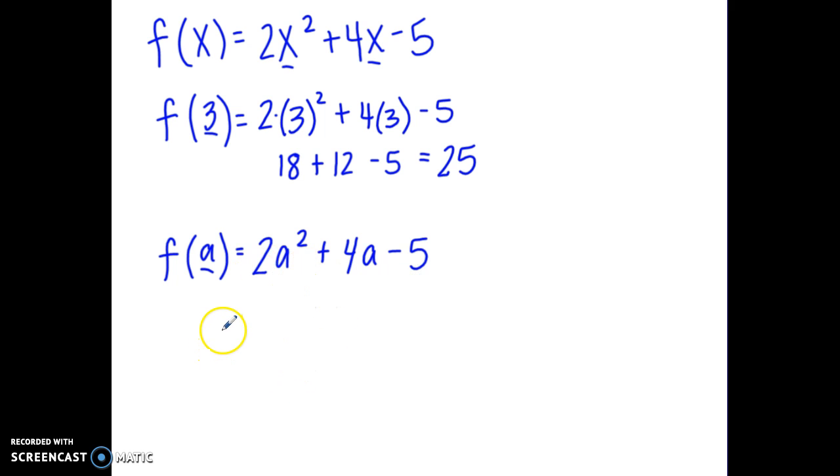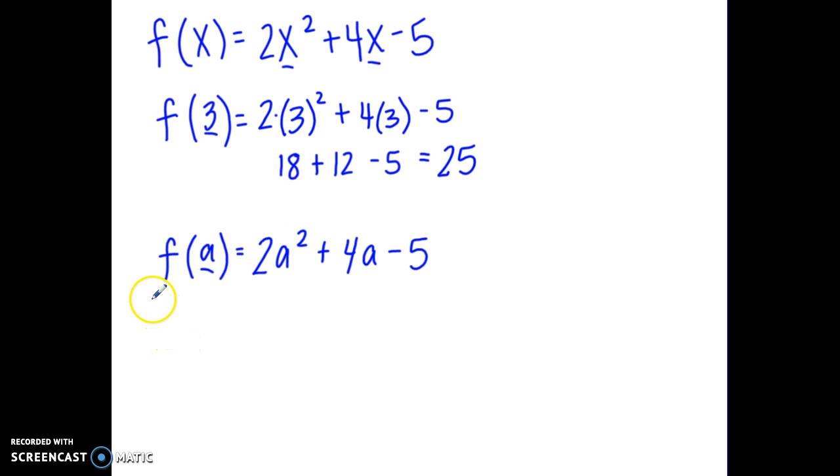That is the actual answer. There's nothing else that I can do there. I can't combine any other like terms. That seems odd to us probably because I still have variables in the answer. But because I input a variable, I'm going to have a variable more than likely as part of my answer.